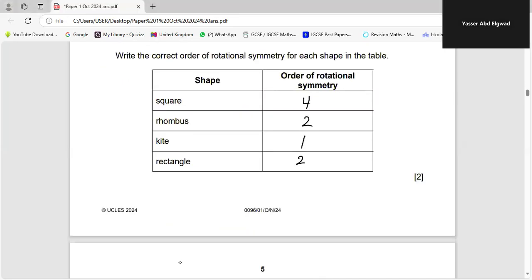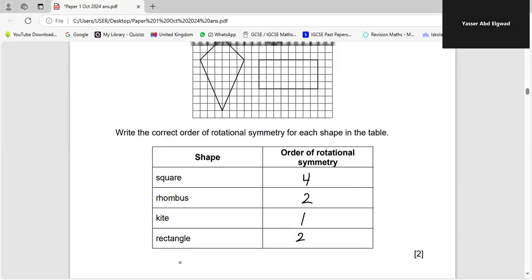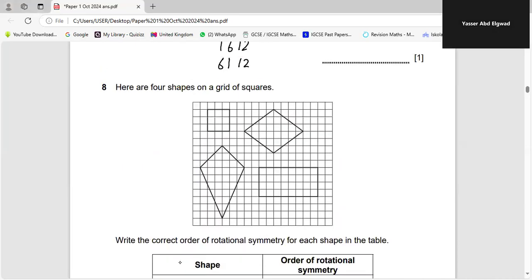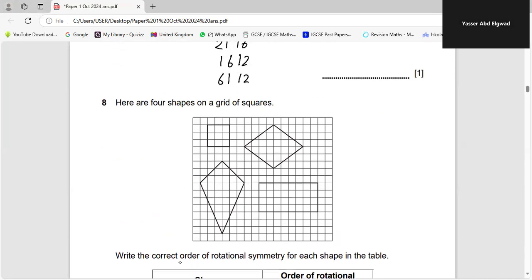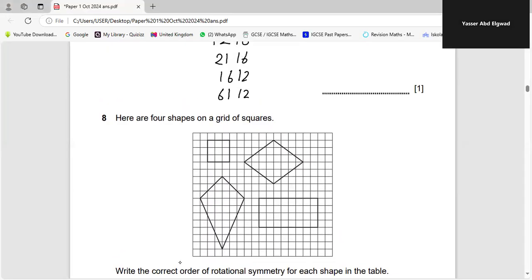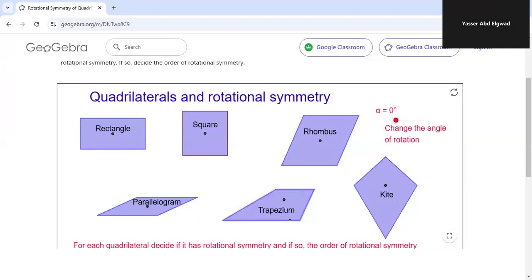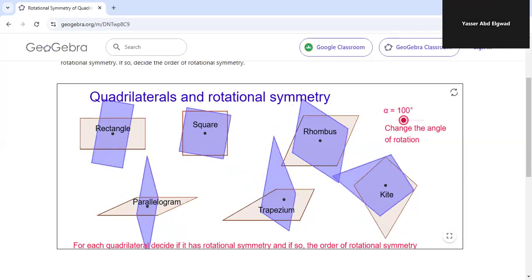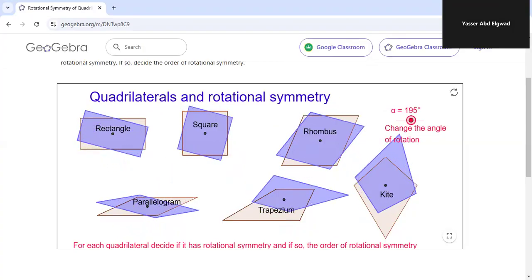The next question is about rotational symmetry. Here he shows a four-shape in a grid of squares, and he wants you to determine the rotational symmetry. You might be a little confused about what rotational symmetry means, so we can illustrate it with these shapes.